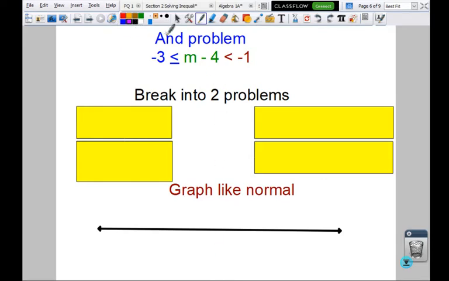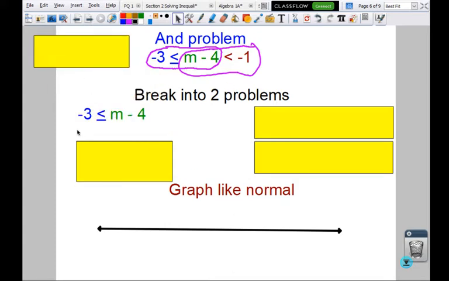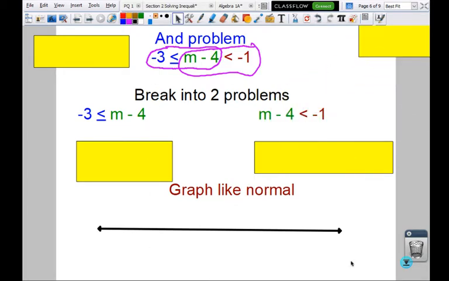Okay, we are on an and problem here because I have two inequalities. And what I'm going to do is basically this is two problems, but they share the middle piece. So really, I have this problem here on the left, and I have this problem over here on the right. They share the middle piece. So I really have -3 is less than or equal to n minus 4, and n minus 4 is less than -1. They share the middle piece.